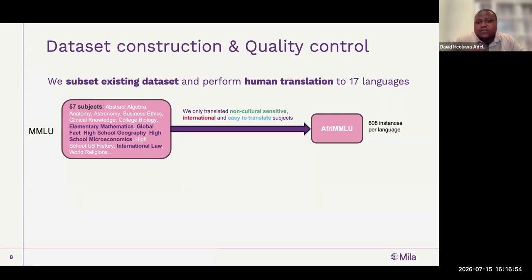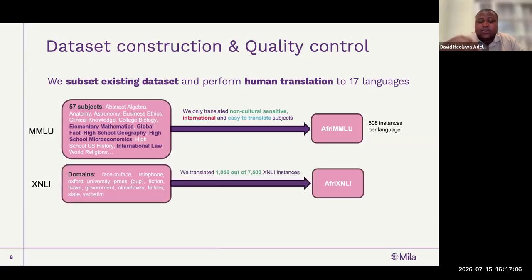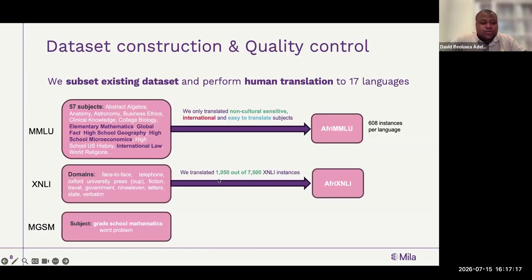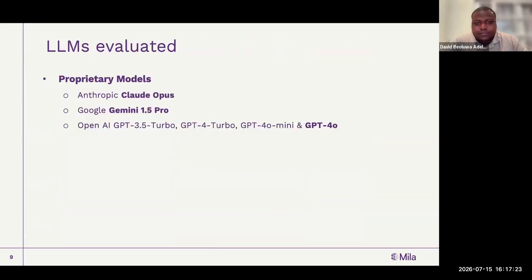We also could not translate everything, so we prioritized having at least 500 examples together across all the subjects per language. For XNLI, we decided to downsample. Instead of translating 7,500 examples, we translated for all the domains, but we only translated 1,000 examples. And the last one is MGSM. It's actually a small dataset, so we just decided to translate everything.